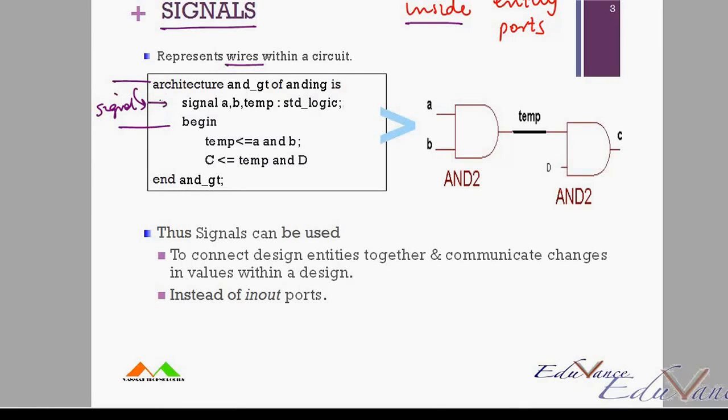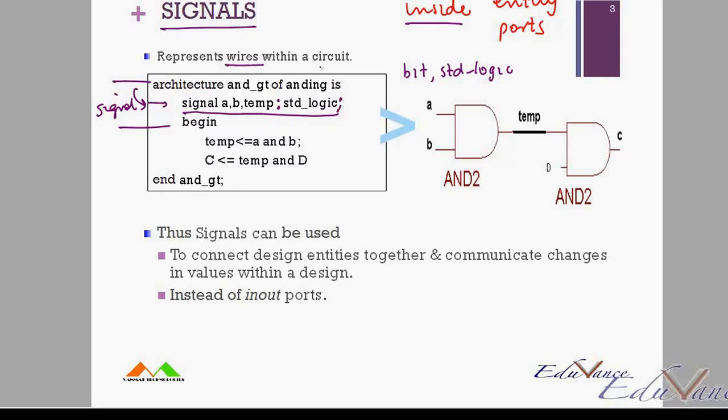The keyword is signal, the name of the signal, AB temp, colon, and the data type. In a previous lecture we saw the different data types: bit, boolean, standard logic. The most common data type used for signals is the std_logic.